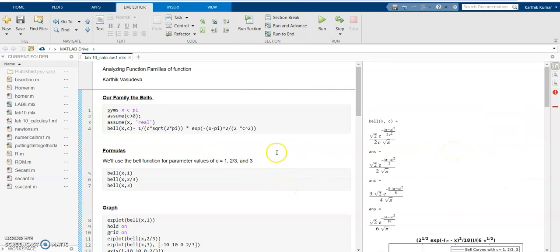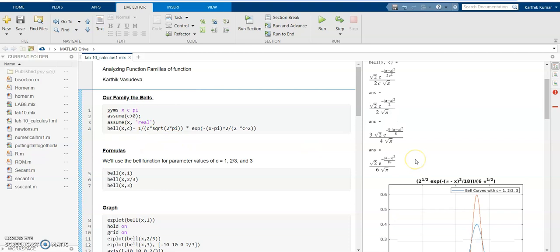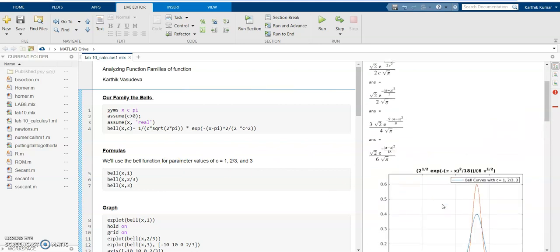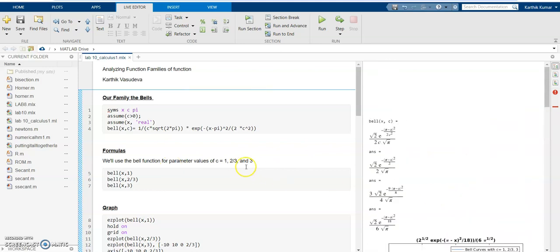One is that x is an independent variable, and we will look at this function for each positive value of c. Now c is a parameter, so that means that when you have different c's, you would see different shapes. As you change the parameter, you would see a different approach to this problem, meaning analyzing the function for different values of that parameter.